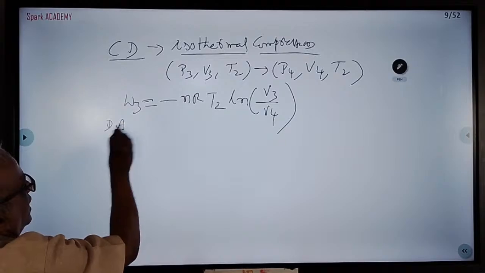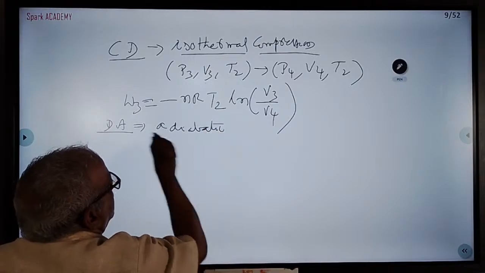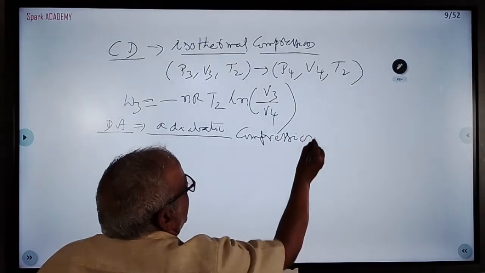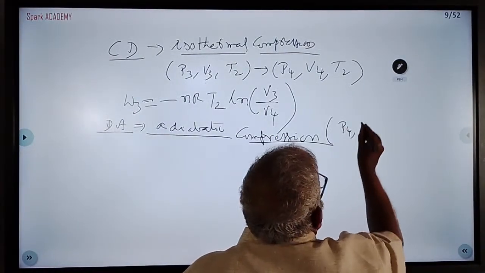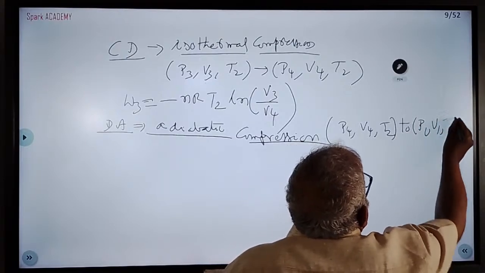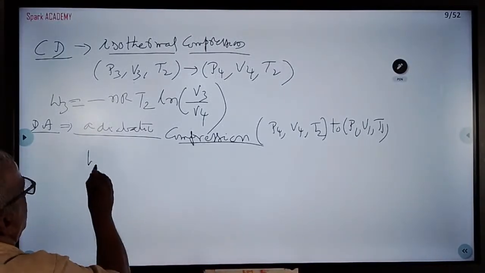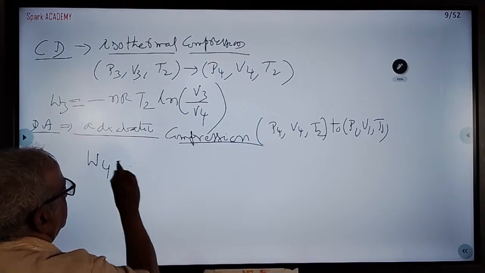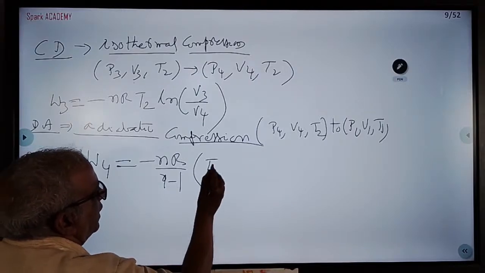Finally, DA. What is DA? Adiabatic compression. From what to what? P4 V4 T2 to finally P1 V1 T1. So W4, I am writing W4. Again, this is negative. Compression means negative. W4 is nR by gamma minus 1 into T1 minus T2.